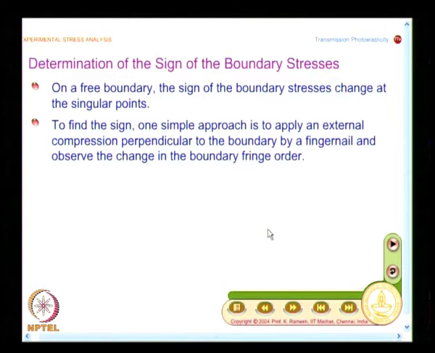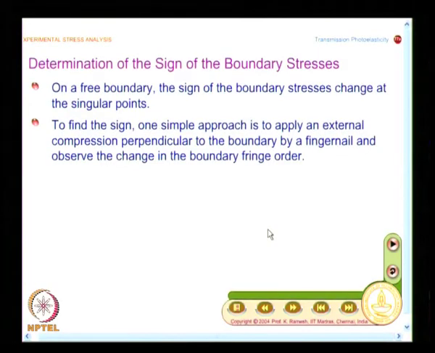Determination of the sign of the boundary stresses is also a very important aspect, and how do we do that? If I want to find out the sign of the boundary stresses, how do we do that? In the case of a beam under 4-point bending, we knew which fiber is under compression and which fiber is under tension. You do not need experiments to tell you that. Even before you go to the experiment, you know the way the beam deforms, you know which fiber is subject to compression and which is subjected to tension. But nevertheless, we need to know how to find out the sign of the boundary stresses.